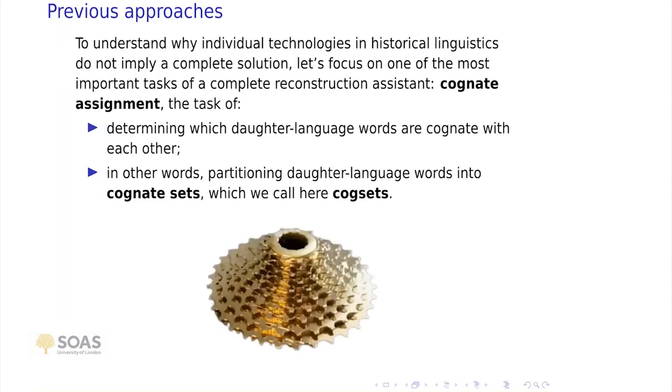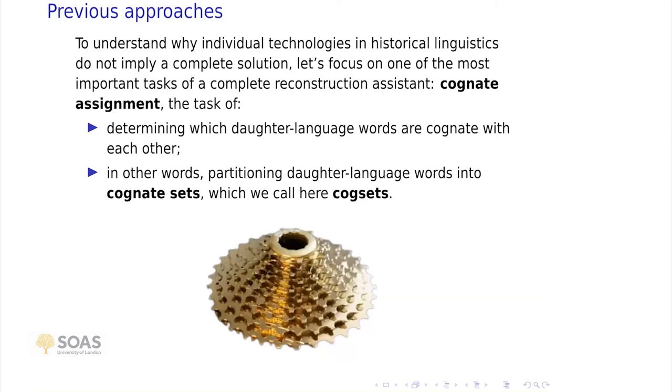Okay, so let's talk about some of the previous approaches from an engineering point of view, which is to say, how can it be made to produce concrete results of a good quality? So let's focus on one of the most important tasks in historical comparative linguistics, which is cognate assignment, or cognate determination, or cognacy, whatever. You have a bunch of words in different languages, and you try to partition them into different cognate sets.